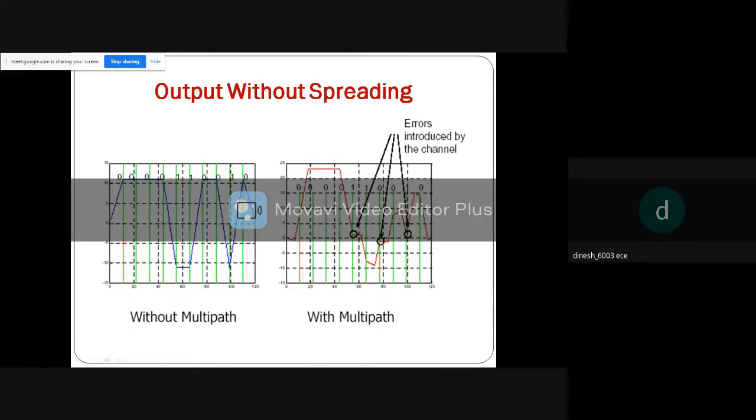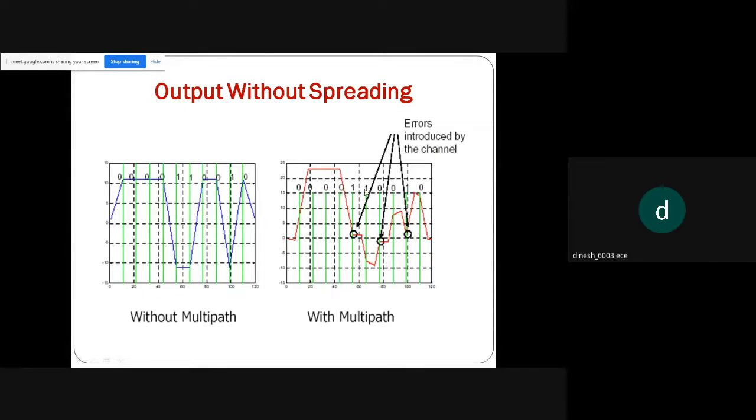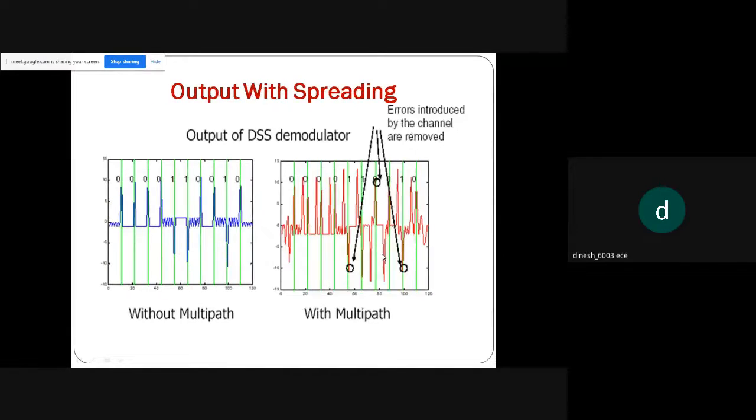So with the errors introduced by the multipath channel, you'll get the errors at the 5th bit, 6th bit and the 8th bit. So you can see that these three are being affected. So those are without spreading.